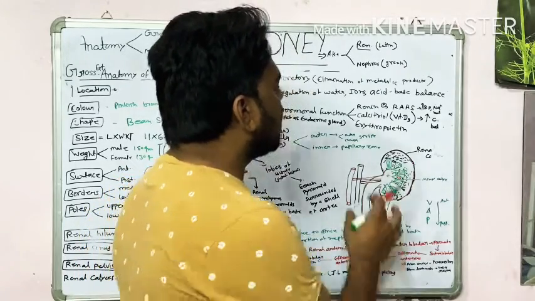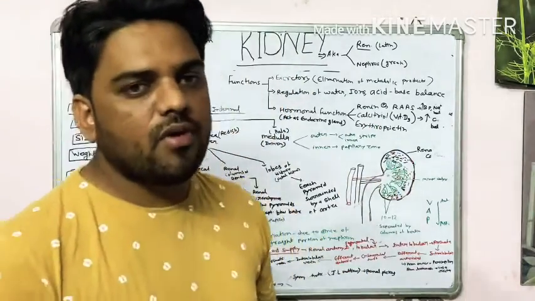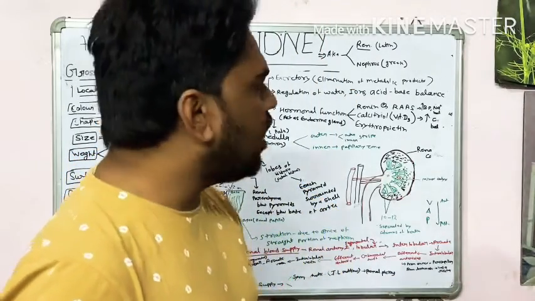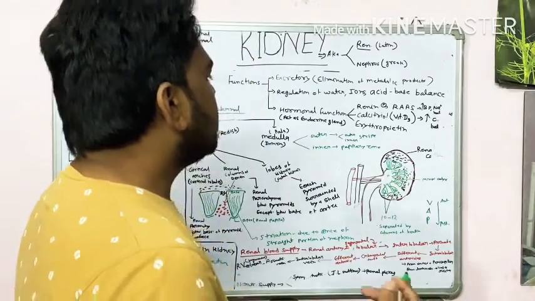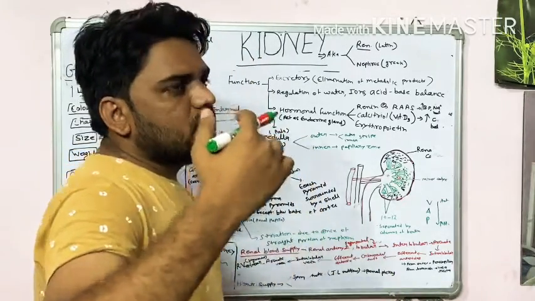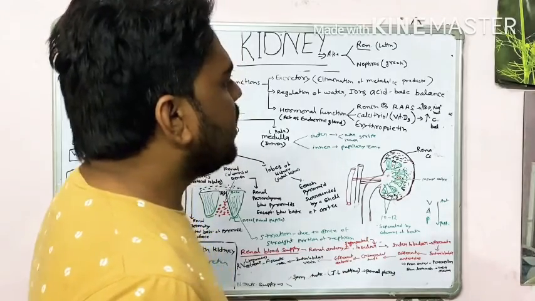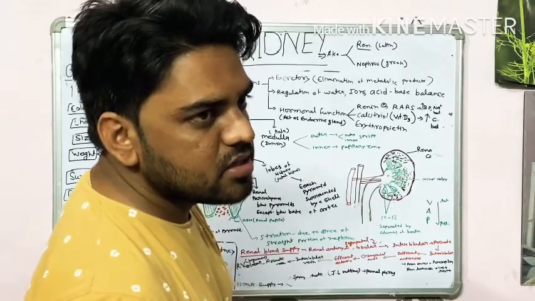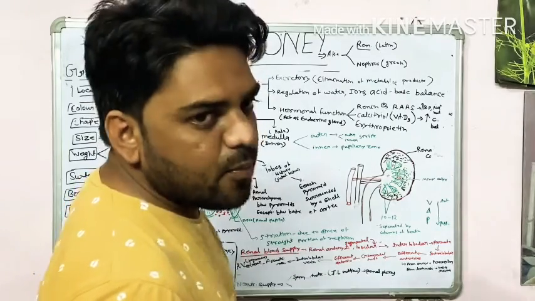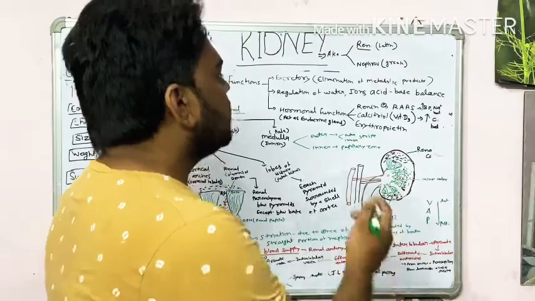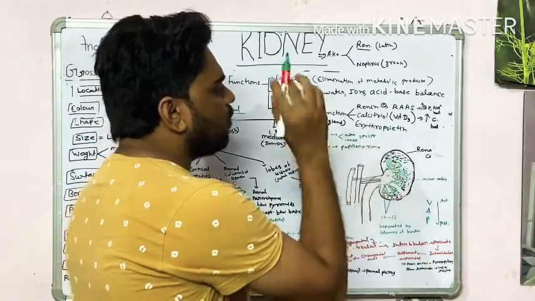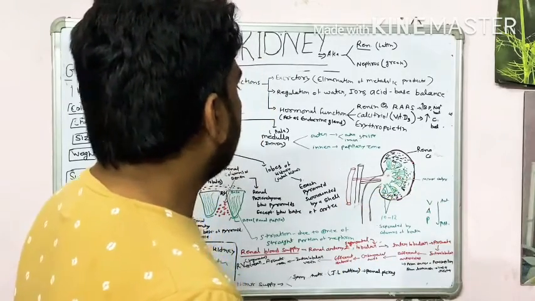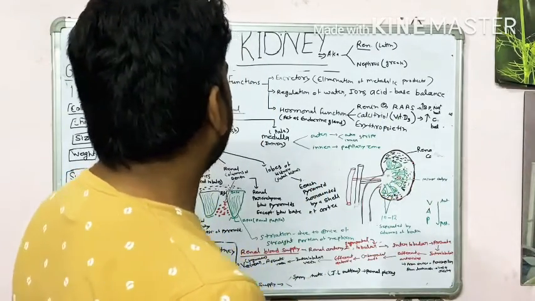This is a very important one, because sometimes a patient will be in a hypoxic condition. In the hypoxic condition, the blood flow of the kidney is decreased, and the oxygen level in the kidney blood is decreased. Because of this, the kidney releases erythropoietin hormone, which increases RBC production. These are the functions of the kidney.